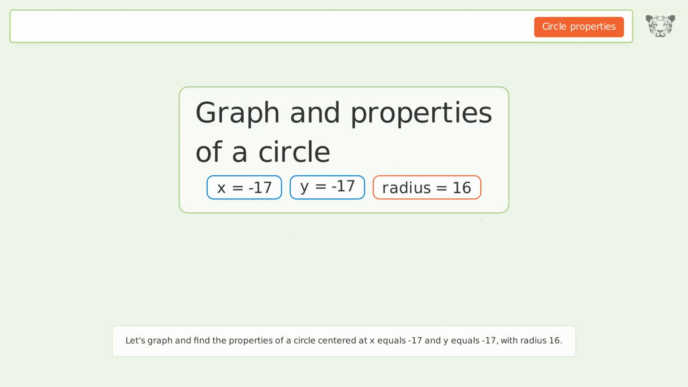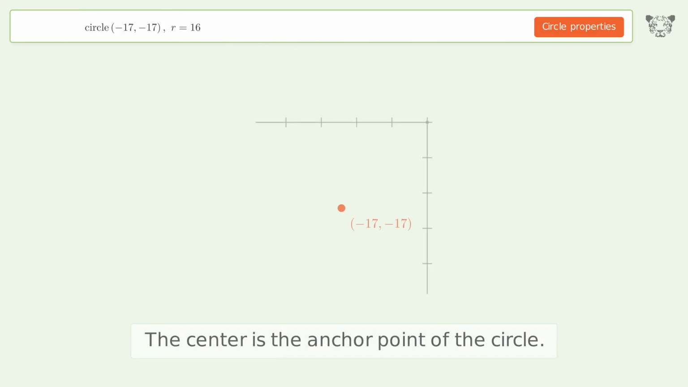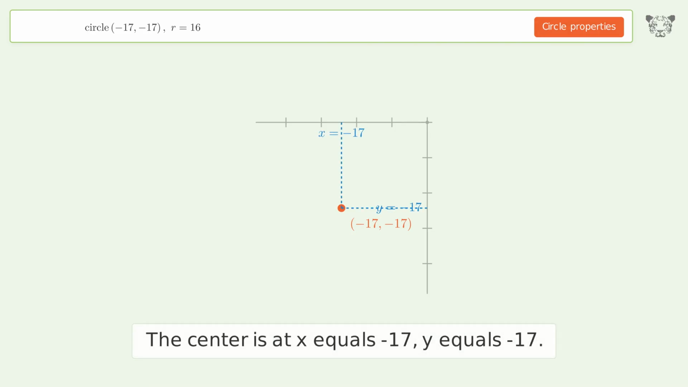Let's graph and find the properties of a circle centered at x equals -17 and y equals -17, with radius 16. The center is the anchor point of the circle. The center is at x equals -17, y equals -17.